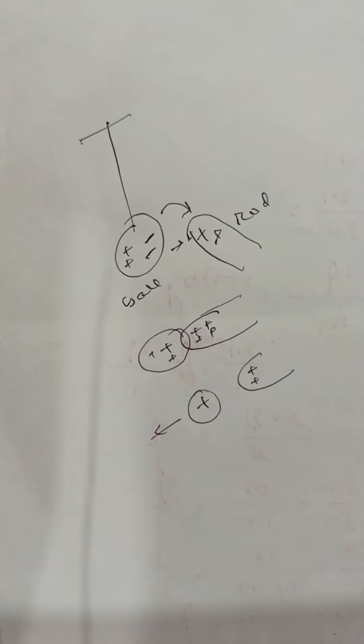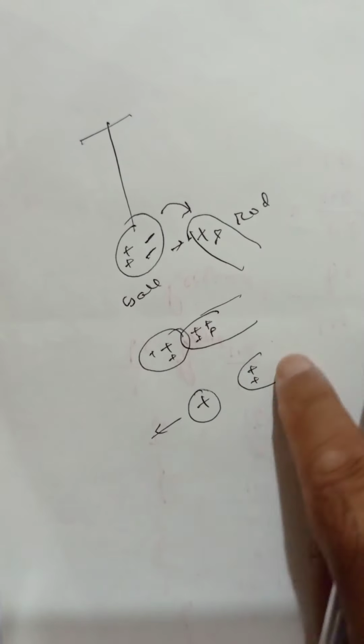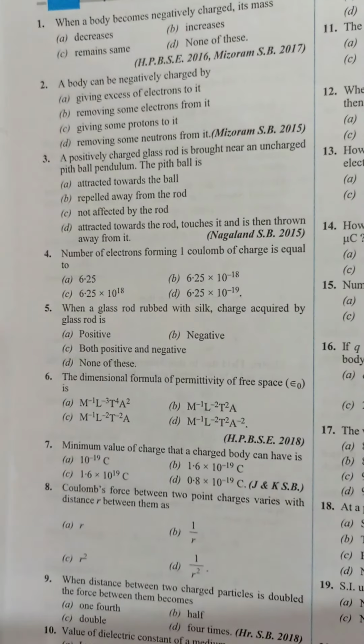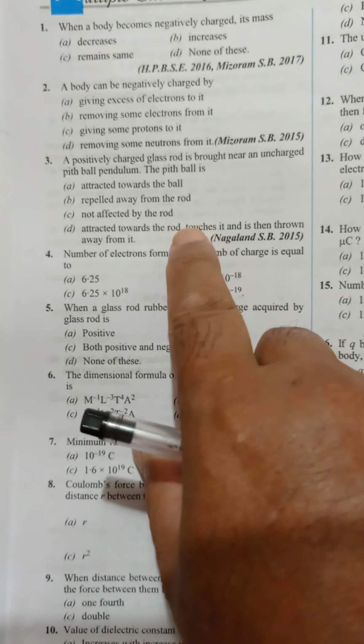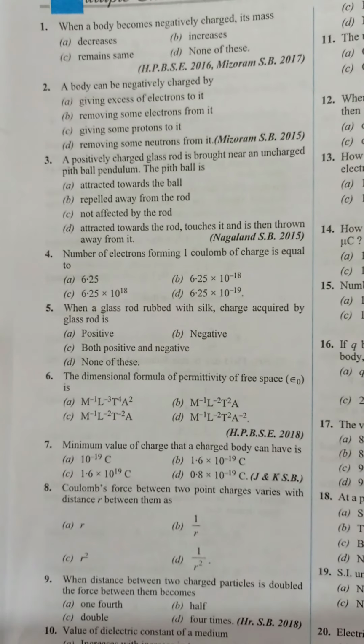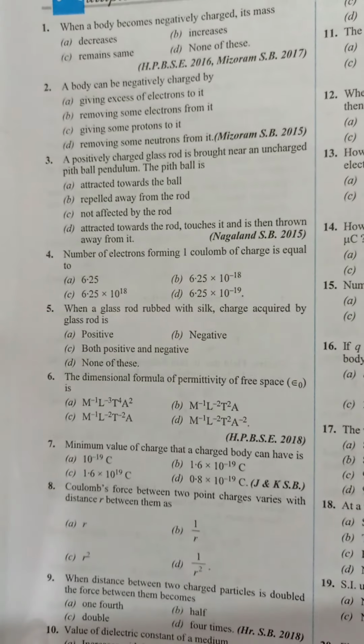We know that similar charges repel each other. Therefore, after that, the pith ball gets separated from the glass rod. So the correct choice is option D, attracted towards the glass rod, touches it and then thrown away from it. Question number 4. The number of electrons forming 1 coulomb of charge.